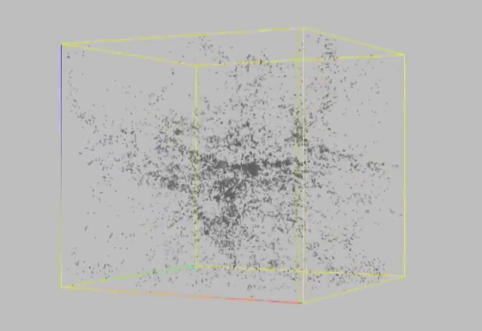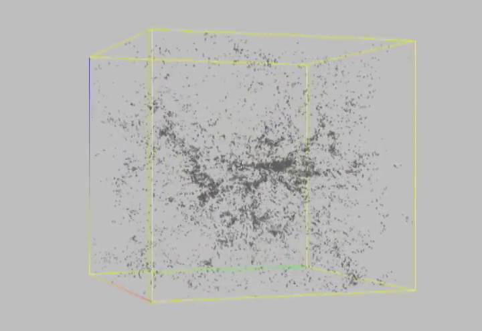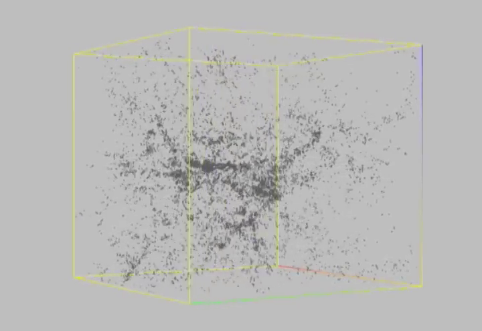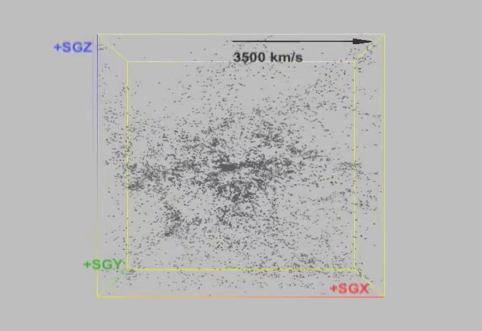Now all the galaxies are assigned the same neutral color. Our Milky Way galaxy is at the center of the cube. The display is in supergalactic coordinates.